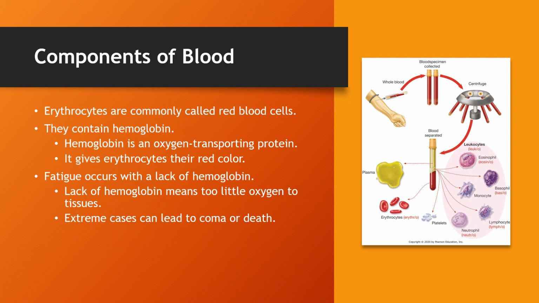Erythrocytes are what we would call red blood cells, and they contain a molecule called hemoglobin. Hemoglobin is an oxygen transporting protein, and it's what gives erythrocytes their red color. People experience fatigue when they have not enough hemoglobin because that means too little oxygen is being transported and delivered to tissues. Extreme cases of this can lead to coma or death.